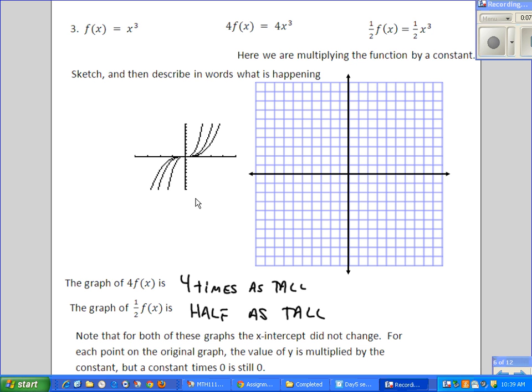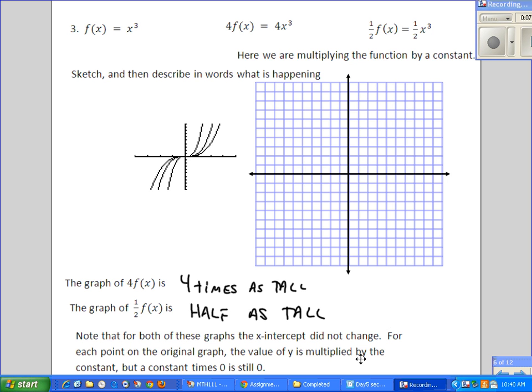Okay. Vertical stretching and compressing. Using x cubed here as my basic function. 4 times the function, 1/2 times the function. When we graph it, we're going to see that 4 times x cubed is taller and skinnier than the graph of x cubed, so it's 4 times as tall. And 1/2 times the function is half as tall.